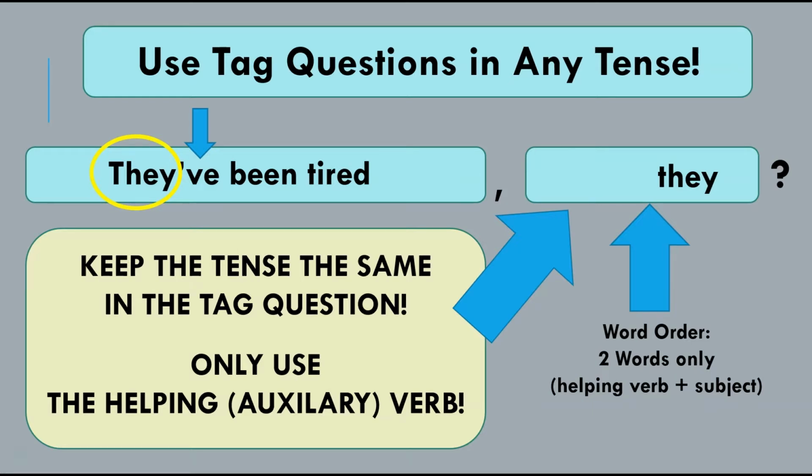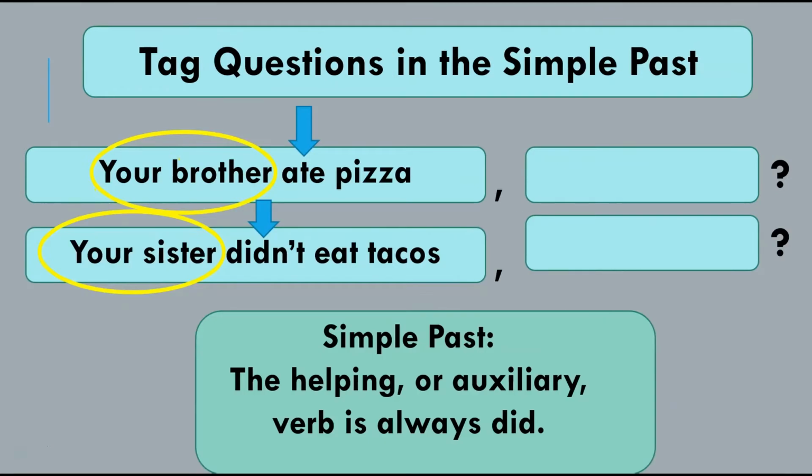Our subject is they, so we put they at the end, and we change have to the negative, haven't they? They've been tired, haven't they? Here are some examples of tag questions in the simple past. With the simple past, the auxiliary verb is always did.